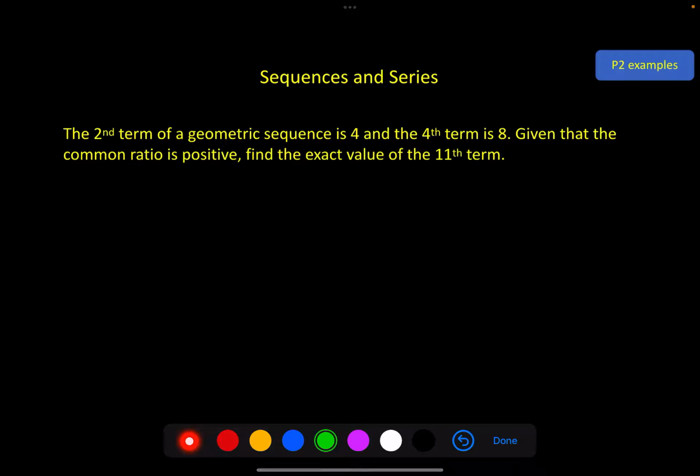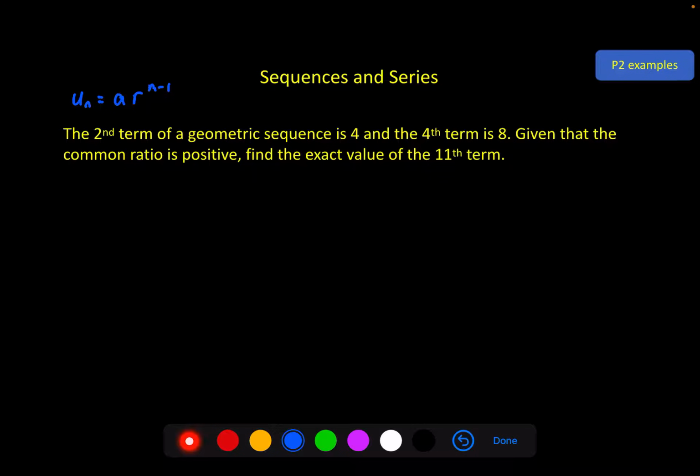Here are some slightly more involved examples. The second term of a geometric sequence is 4, and the fourth term is 8. Given that the common ratio is positive, find the exact value of the 11th term. Okay, so I'm going to just put up here the general nth term of a geometric sequence, just to remind me.